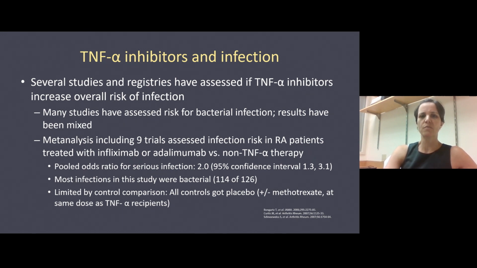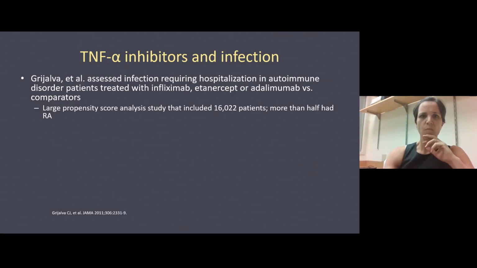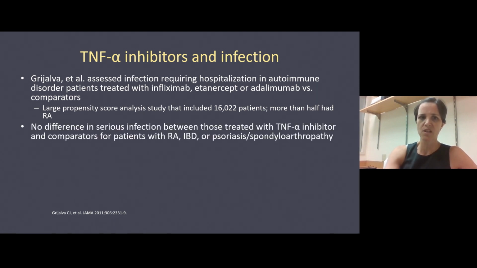It's not very real world because most patients with RA were not going to be put on a placebo. So comparing a TNF-alpha inhibitor to placebo, yes, your infection risk is increased if you're getting the immunosuppressant versus a placebo. But what's a real world comparison? Well, this was also assessed in a slightly more recent study that included patients on infliximab, etanercept, or adalimumab for autoimmune disorders. It was a large propensity score analysis that included 16,000 patient records. And there was no difference in serious infection between those treated with TNF-alpha inhibitors and real world comparators, whatever the physician chose.